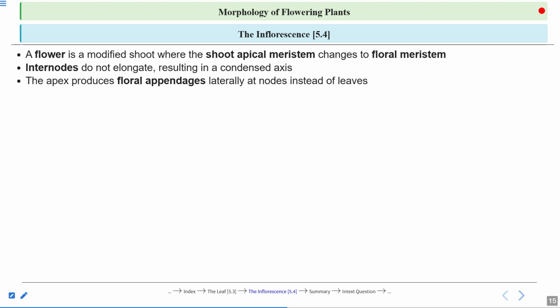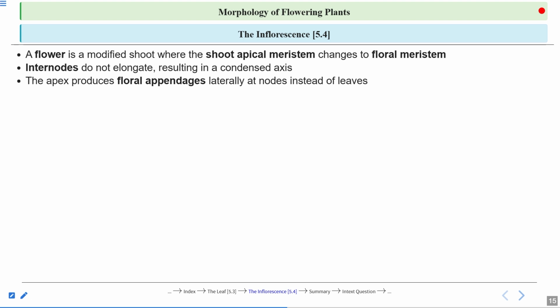Floral appendages means the parts of the flower. So what are the parts of the flower? The flower consists of the calyx and the corolla. The calyx is the outermost layer, and it is a collection of sepals. Then inner to the calyx is the corolla, which is a collection of petals. Inner to the corolla is the androecium, which is the male reproductive structure, consisting of the stamens.